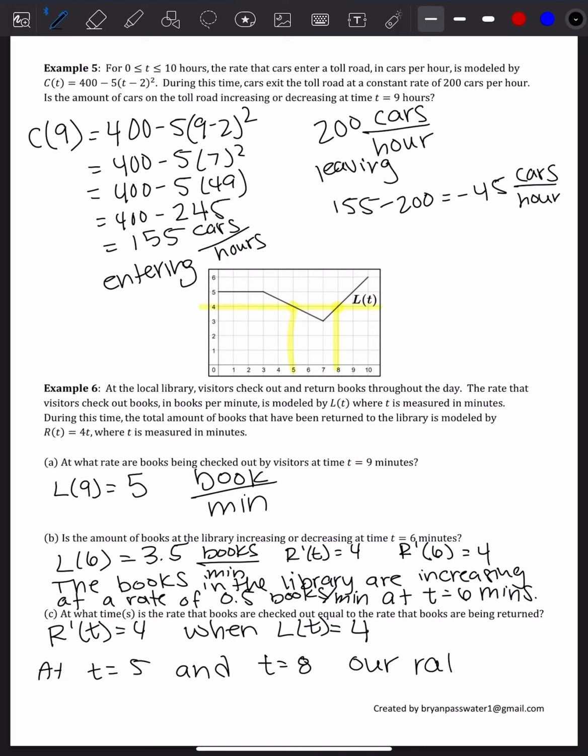our rates for entering and leaving are the same. So this is just in context in general. In just a second, we're going to talk about the beginnings of related rates.